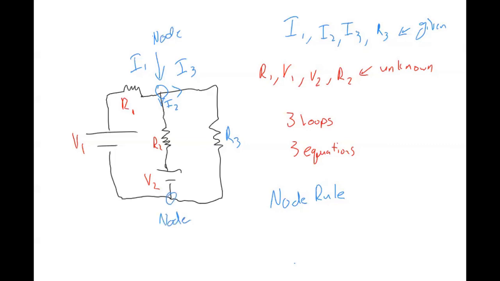And what the node rule says is that whatever current is going into the node has to equal the current going out. So for the node that I drew up here, if you look at the direction of the arrows, I'm guessing that I1 is going into the node and that I2 and I3 are coming out of the node.